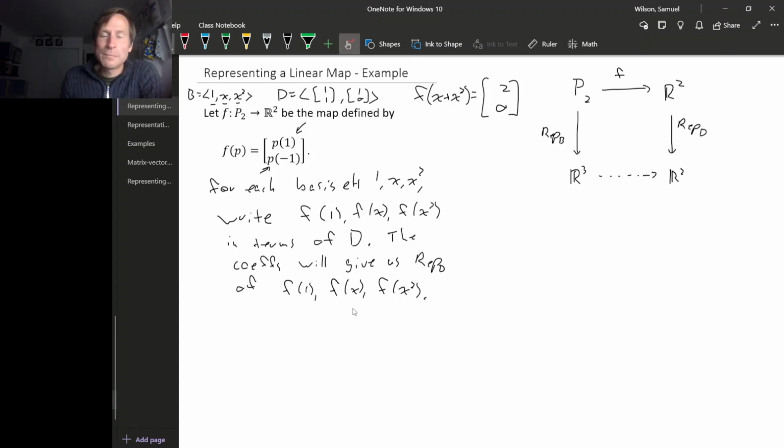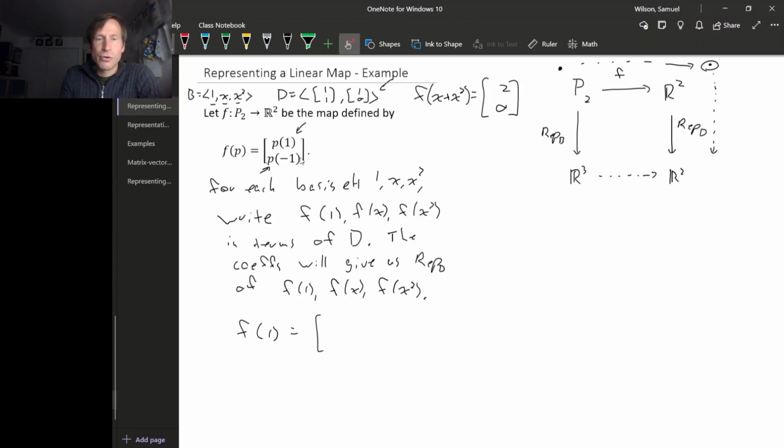Okay, so let's do this, and then we'll see how this does what we want to do. So for each basis element in P2, we're first going to do f, which gets us to R2, and then by writing the result in terms of the basis D and pulling off the coefficients, we get the result of rep D on that vector. Okay, so let's actually do this. We're first going to compute f of 1.